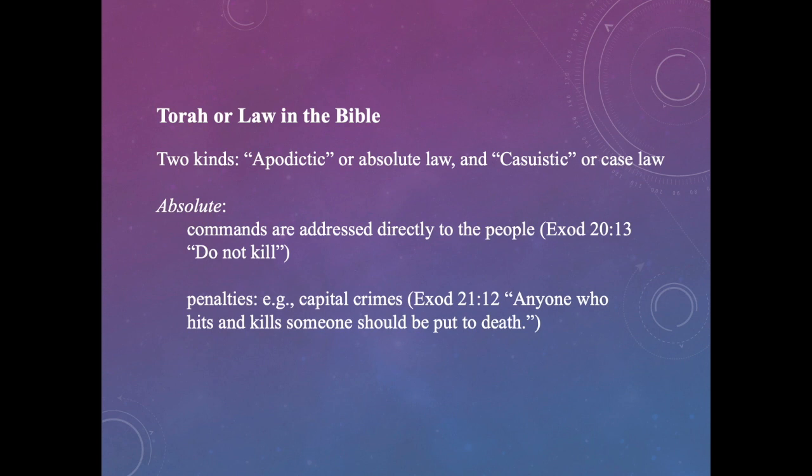What we call law in the Bible seems to be basically two kinds. One is called apodictic, or absolute law. This has more to do with a command. And what has sometimes been called casuistic, or case law. Absolute law would be, for example, the commands addressed directly to the people in the Ten Commandments, the Decalogue. For example, the command, do not kill.